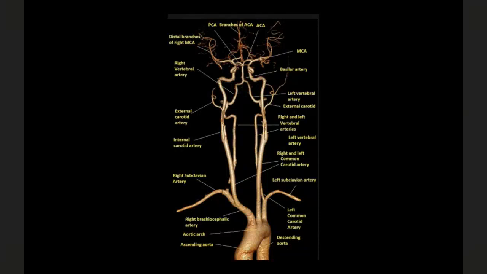Now, which is a vessel that is almost running parallel to the internal carotid artery, but is a branch of the external carotid artery? It goes along the pharynx and it ascends. So it's called the ascending pharyngeal. Perfect.